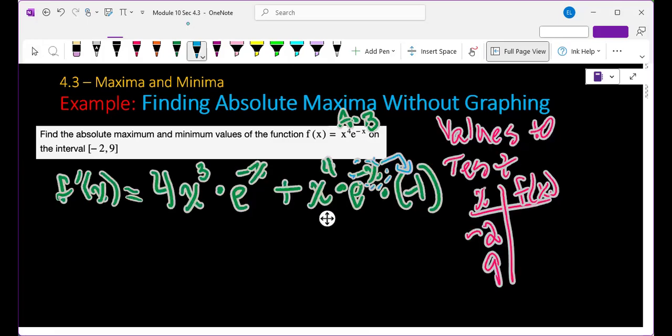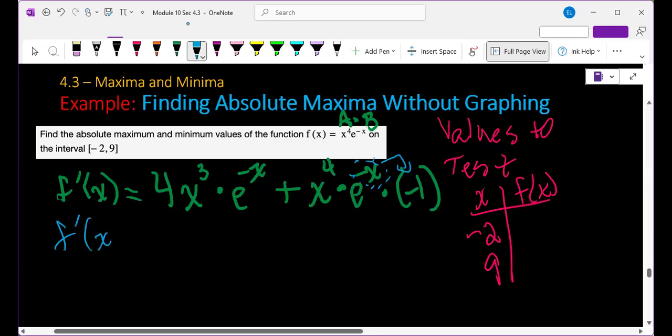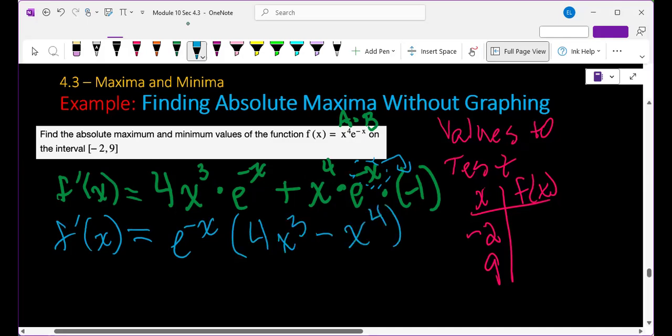All right, so I'm just gonna clean this up a little. So both of those have e to the -x. And since we're about to set this equal to 0, I'm gonna factor that out. And then I have 4x cubed, and it'll be minus x to the 4th.